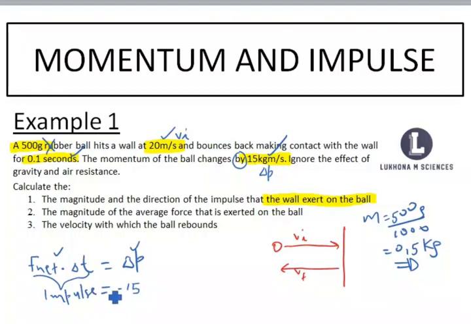-15. The SI units for force are newtons. Then we have time in what? In seconds. This is an impulse, which is the same as 15 Newton seconds away from the what? From the wall. That is number one. Let's go to question number 2.